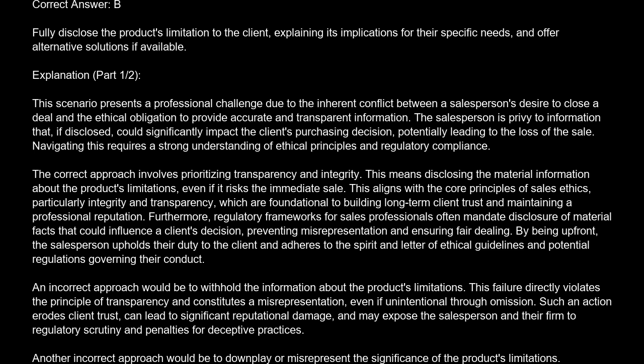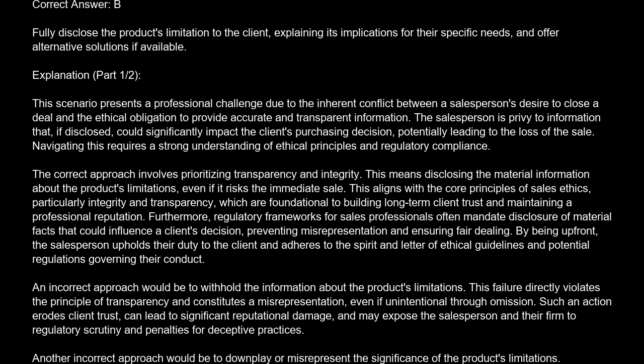available. Explanation: this scenario presents a professional challenge due to the inherent conflict between a salesperson's desire to close a deal and the ethical obligation to provide accurate and transparent information. The salesperson is privy to information that, if disclosed, could significantly impact the client's purchasing decision, potentially leading to the loss of the sale. Navigating this requires a strong understanding of ethical principles and regulatory compliance.